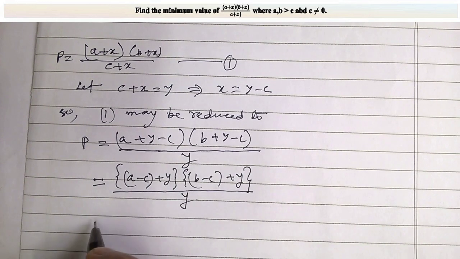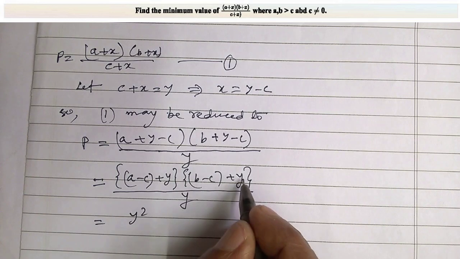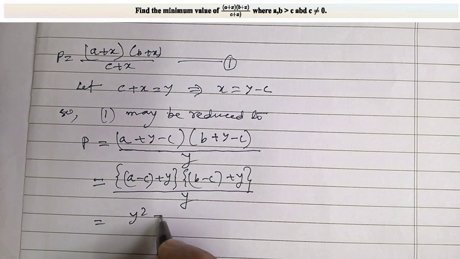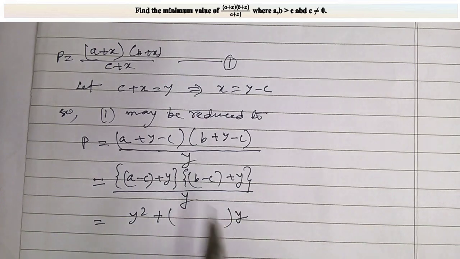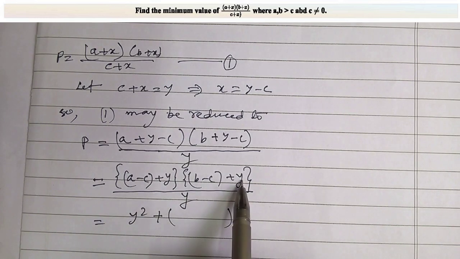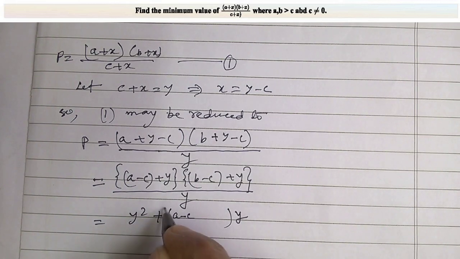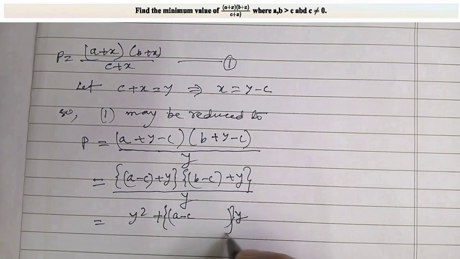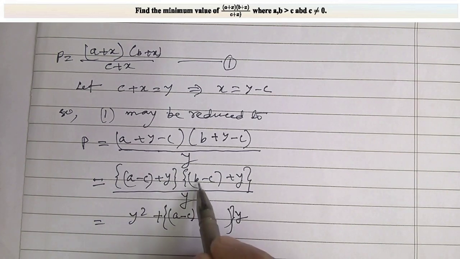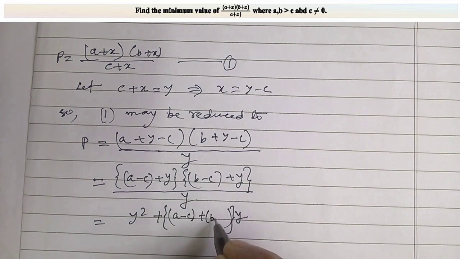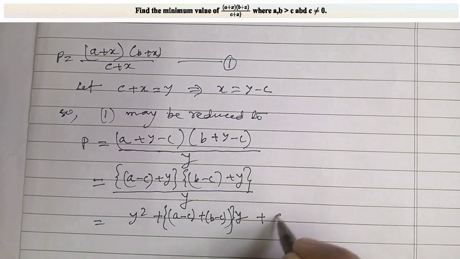Now multiply the numerator: y square when y is multiplied by y, plus, writing here y, whenever a minus c is multiplied by y, then a minus c, now giving the second bracket, plus y multiplied by b minus c, plus when this and this are multiplied, (a minus c) into (b minus c).